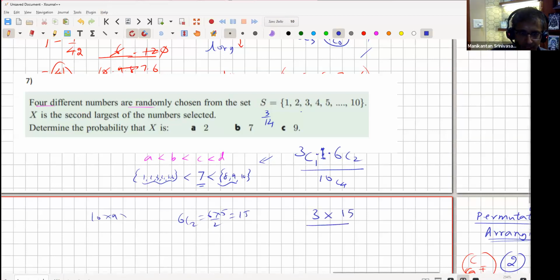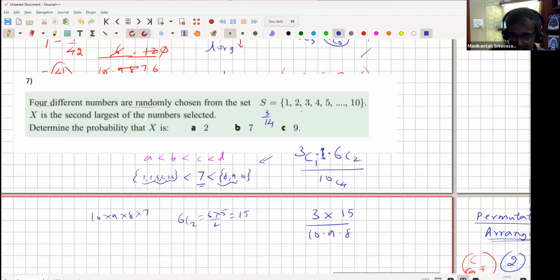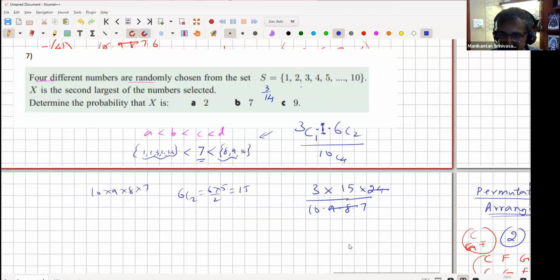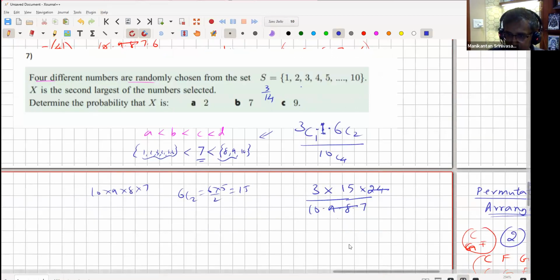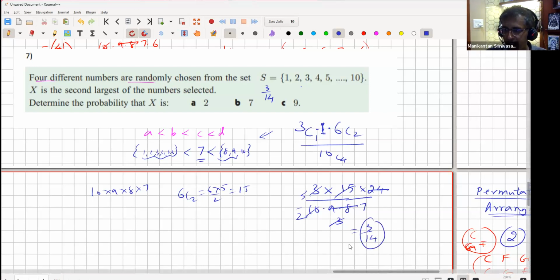Also, I'll do it separately. 10 into 9 into 8 into 7 upon 24, which Yuvam will go up now. Don't ask the same question again. 24, 72 is 3, right? And then this 3 gets cancelled with this 3. This 3 gets cancelled. This 2. So it's 3 upon 14 indeed. Well done, Navya. Okay, 3 upon 14. Does this make sense, guys? Everyone? Ranveer, does this make sense to you now?